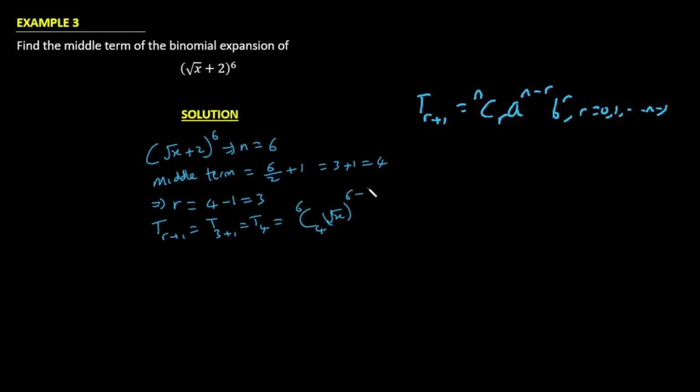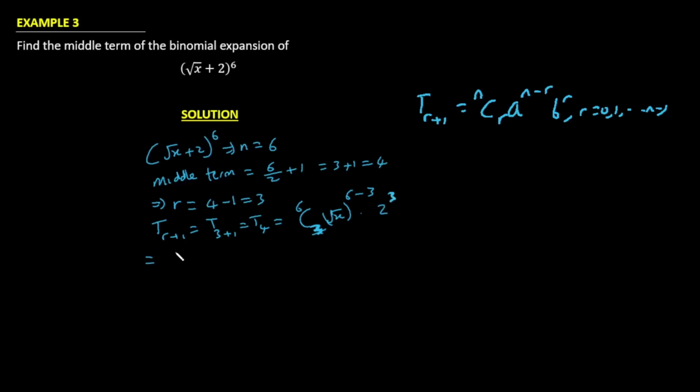6 minus 3, because our r here is supposed to have 3. 3 plus 1 is 3, then we have 3, 6 combination 3, root of x to the power of 6 minus 3, times that of our b. Our b is 2 to the power of 3.